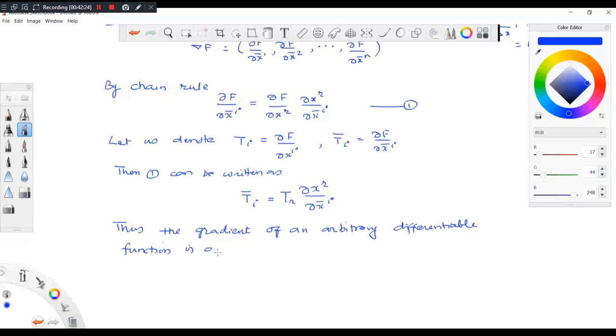So it transforms like this. So this you can see. What is this Ti here? Ti bar component here is del f by del x bar i. So it is a component of a gradient vector.